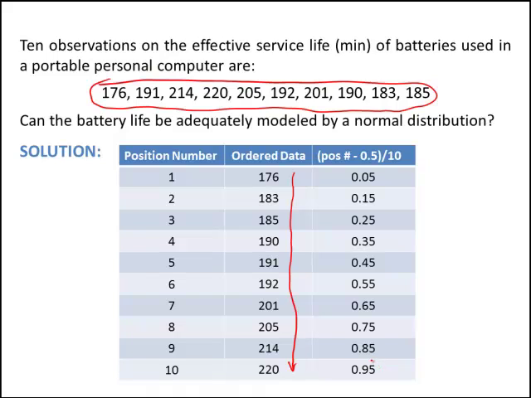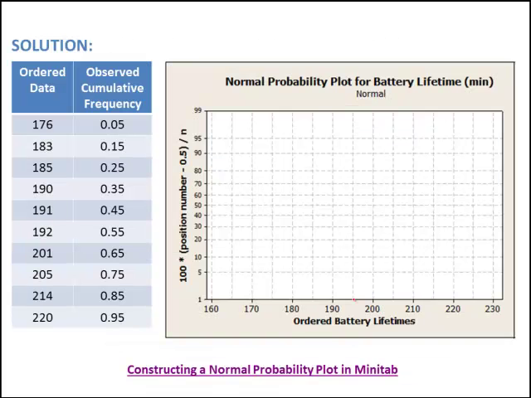Now, in order to tell if a normal distribution adequately models this data, I'm going to plot the ordered data against the observed cumulative frequency on normal probability paper. I have the normal probability paper on the next slide, so let me go ahead and move to that.